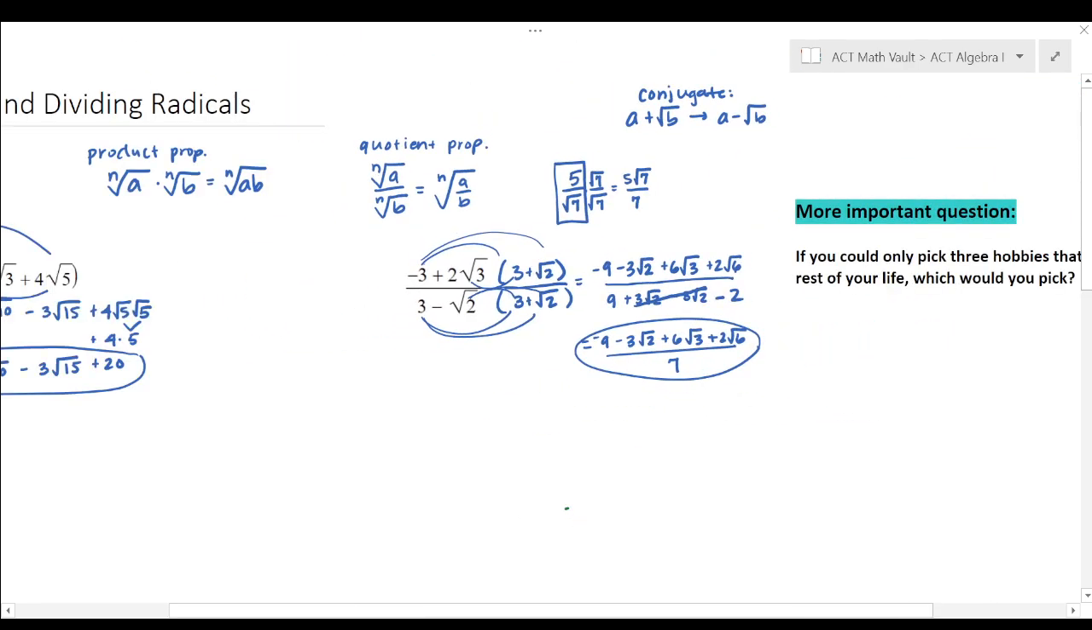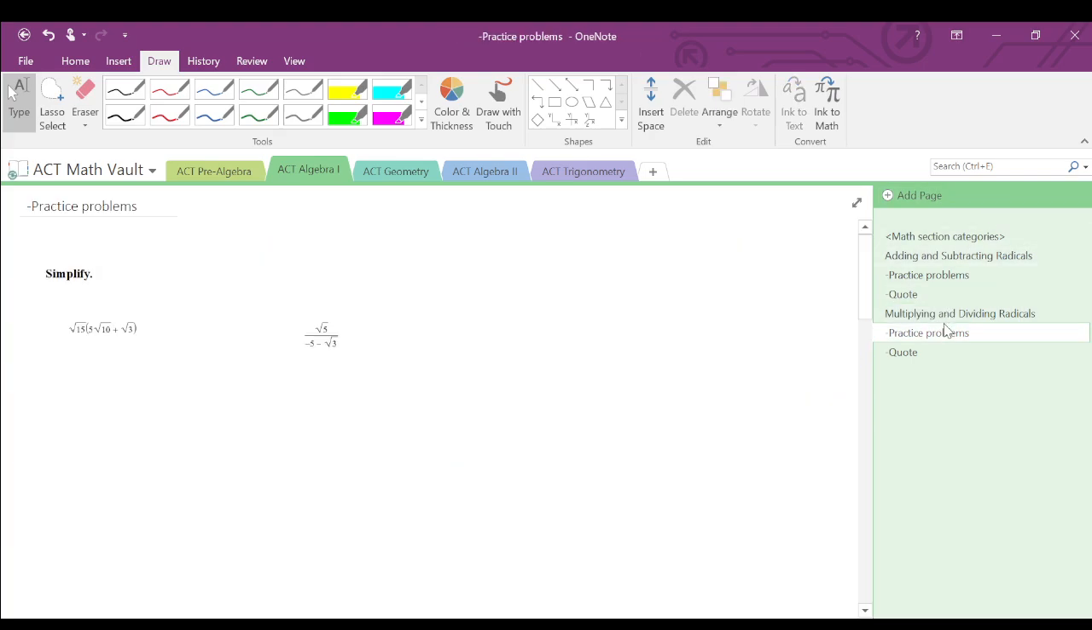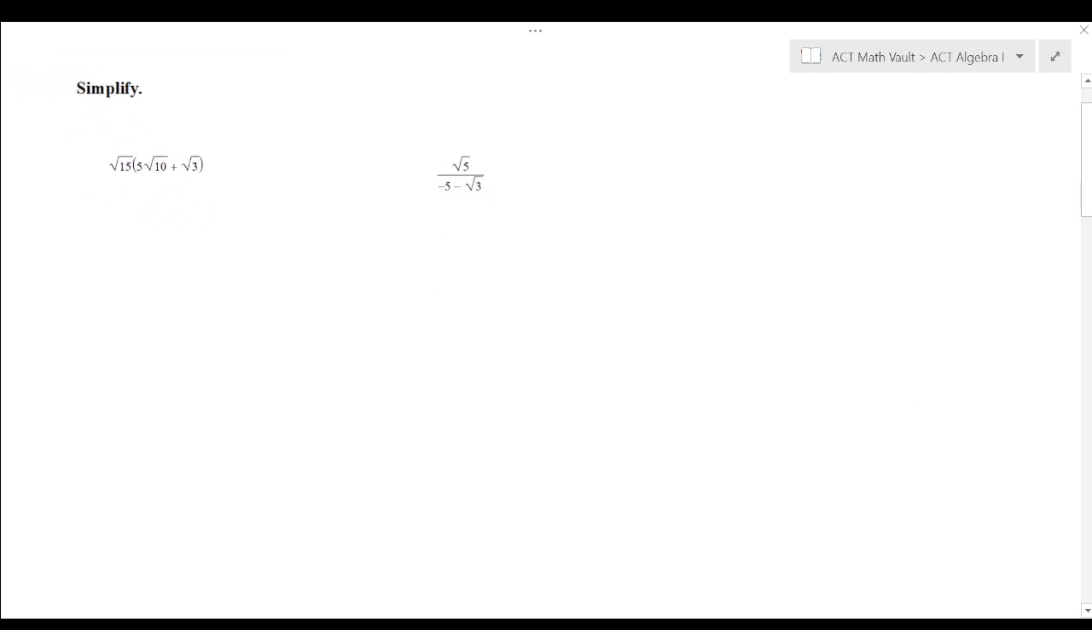So I picked some practice problems for you to try. They are similar. In fact, they are a little easier than the ones I just did. This first one requires just single distribution for the multiplication. It's not the FOIL process. And then this one, you do need a conjugate, but you have a simpler numerator. So that kind of simplifies that process a little bit. Okay, so try them. You can pause the video. I'll show you the answer.